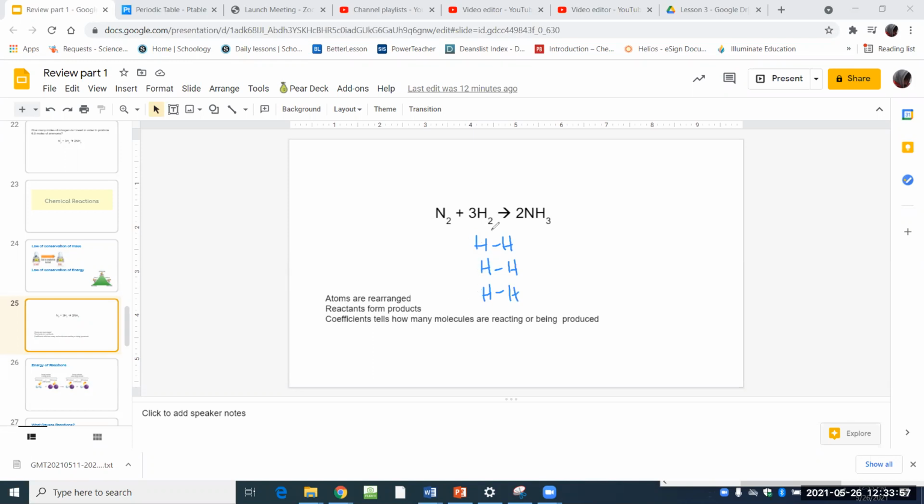The subscript over here represents how many atoms are in a bond. In this case, they're bonded together. There's two hydrogens bonded together. In this case over here, you can see there is one nitrogen bonded to three hydrogens. And because of this two here, it just so happens there's two of them. So you need to be aware of that. All right, let's keep going.